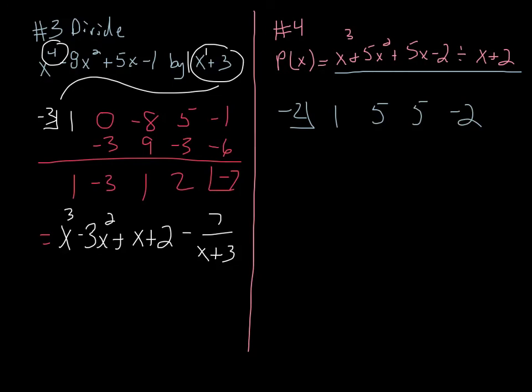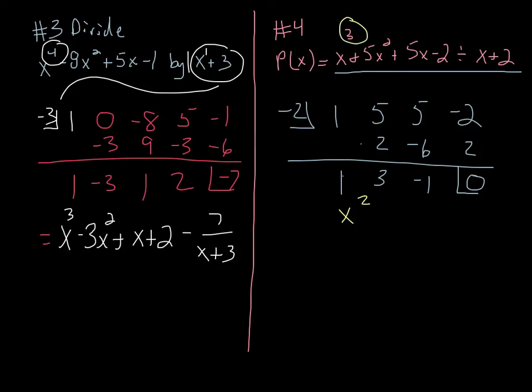Welcome back. So drop your 1. Negative 2, 3, negative 6, negative 1, positive 2, and 0. So your quotient would be x squared, because we started with x cubed, plus 3x squared minus 1. Remainder 0, but you don't have to put the remainder 0.